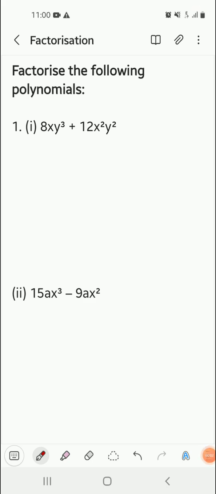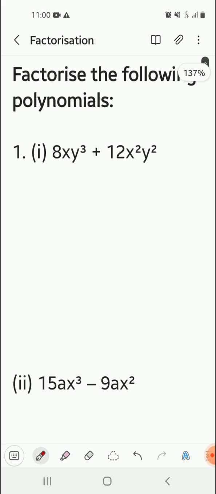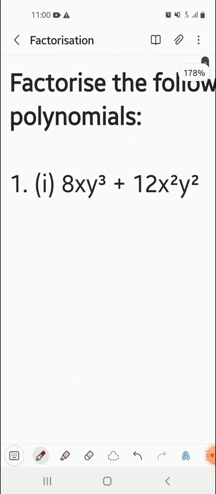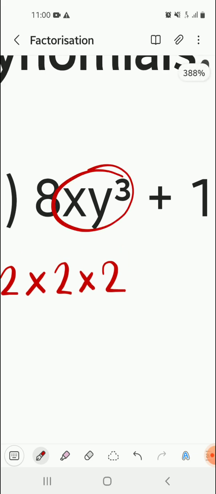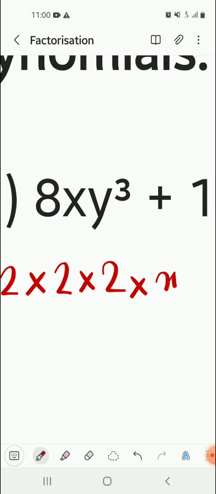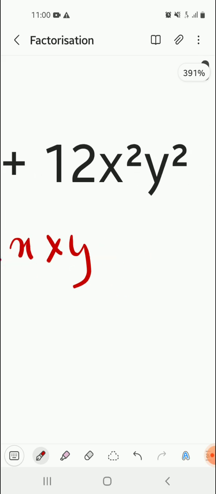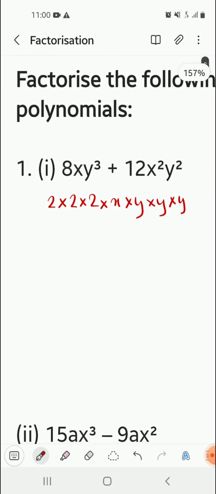Today's topic is factorization. In factorization, what we need to do is find the HCF and write it separately. See, the first polynomial is this. I'm going to first explain in detail what it actually means. If we write the prime factors of 8, it is going to be 2 into 2 into 2. And xy cube means x once and y 3 times, because it's y cube. So this is the first expression.